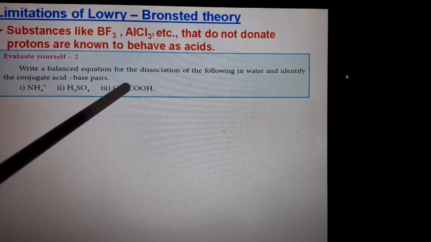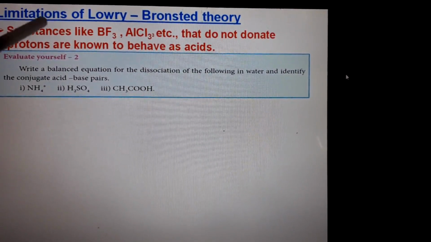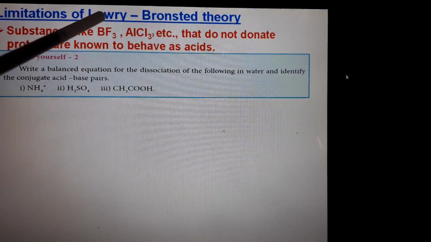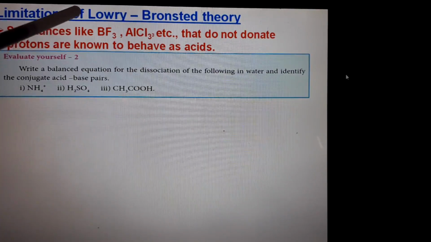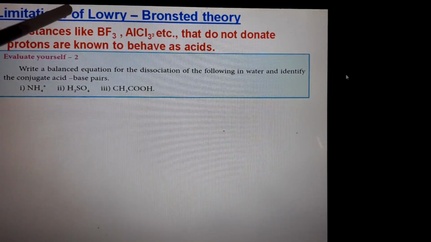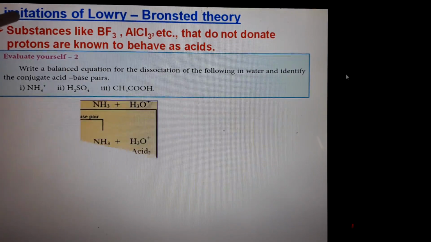Limitations of Lowry-Bronsted theory. What are the limitations? Substances like BF3, boron trifluoride, and aluminum trichloride do not donate protons, yet are known to behave as acids. We already saw in the lower classes that boron trifluoride and aluminum trichloride behave as acids, but the theory cannot explain this in terms of donating protons. Okay, this is the limitation.